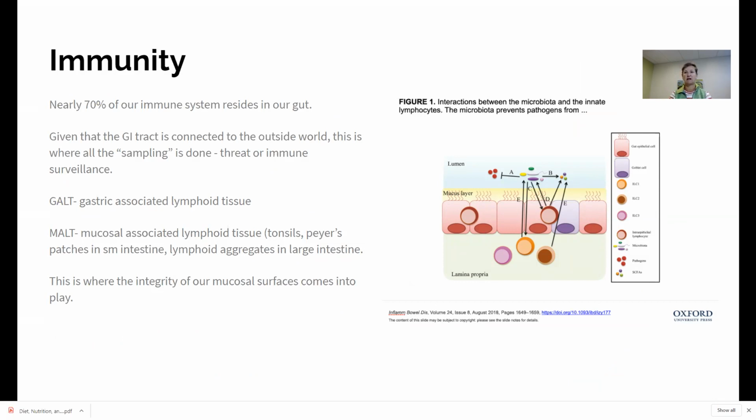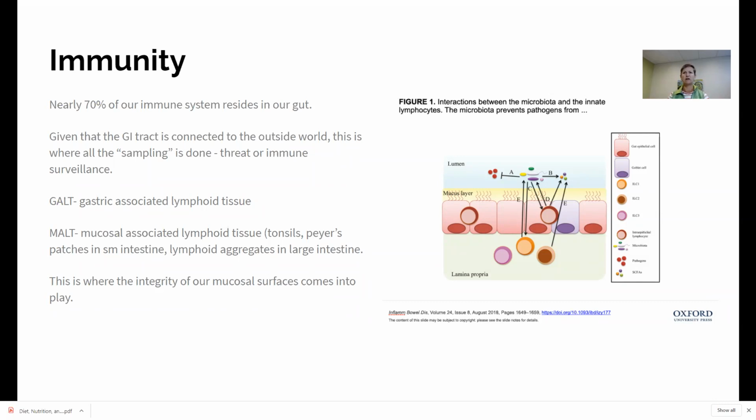When we talk about the immunity in our gut, nearly 70% of our immune system resides in our gut. Given that our GI tract is connected to the outside world, there's a lot of sampling that gets done, and it's kind of like threat, not a threat, threat, not a threat. So we have something called our GALT, which is gut associated lymphoid tissue, and then the MALT is mucosa, the lining associated lymphoid tissue. Some of these MALT tissues are tonsils. We have specific structures in our small intestine called Peyer's patches. We have lymphoid aggregates in our large intestine.